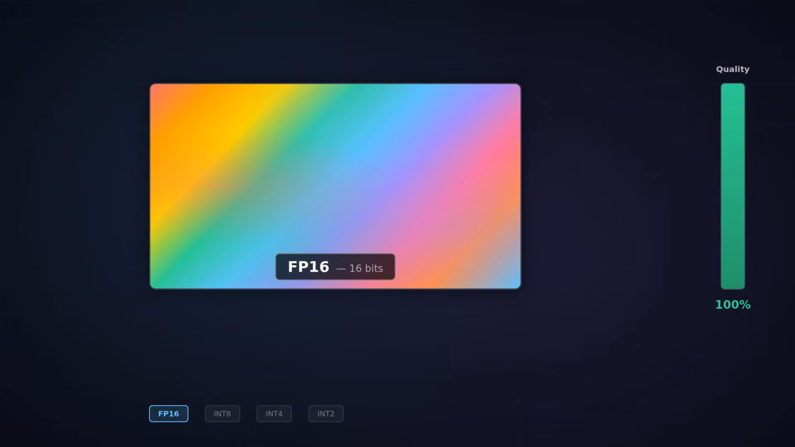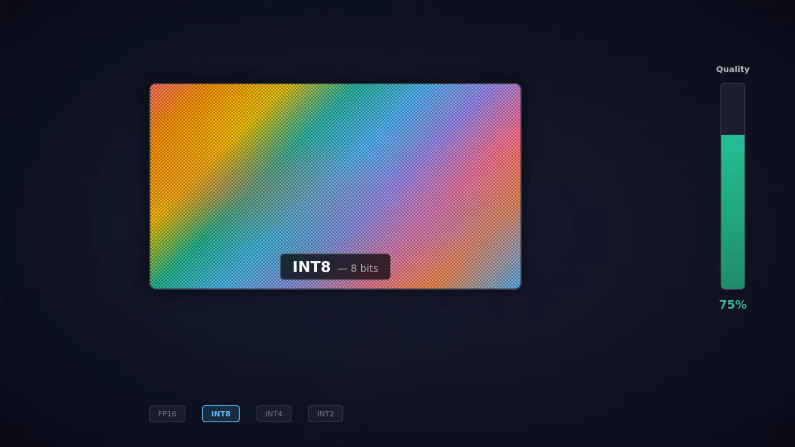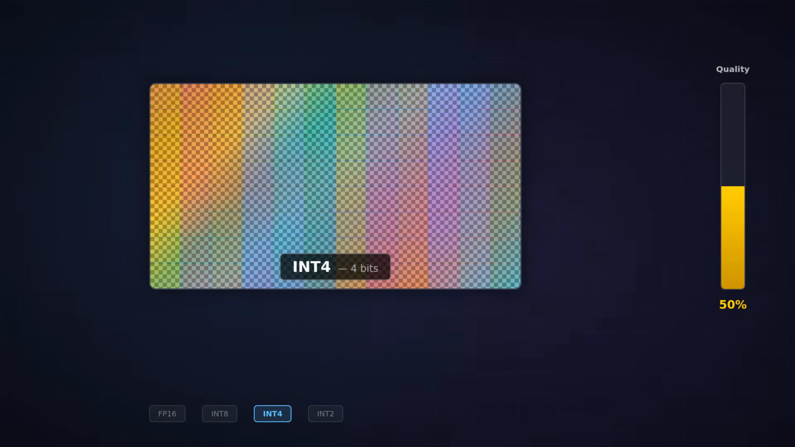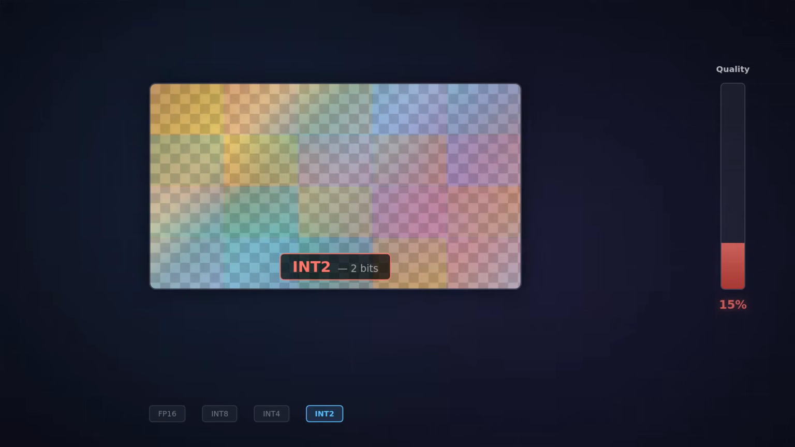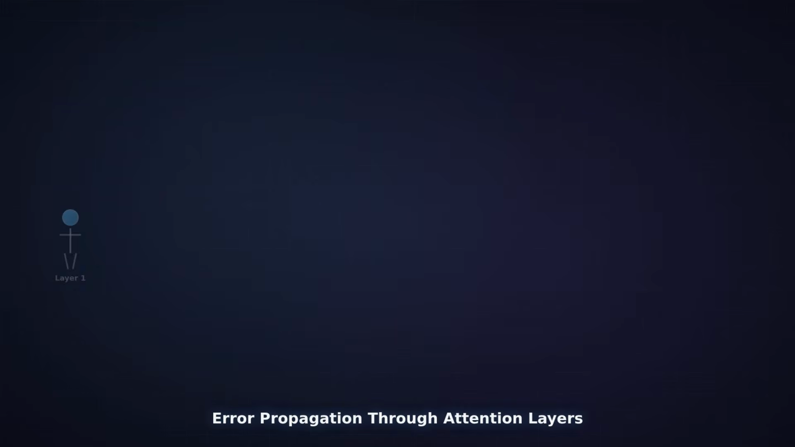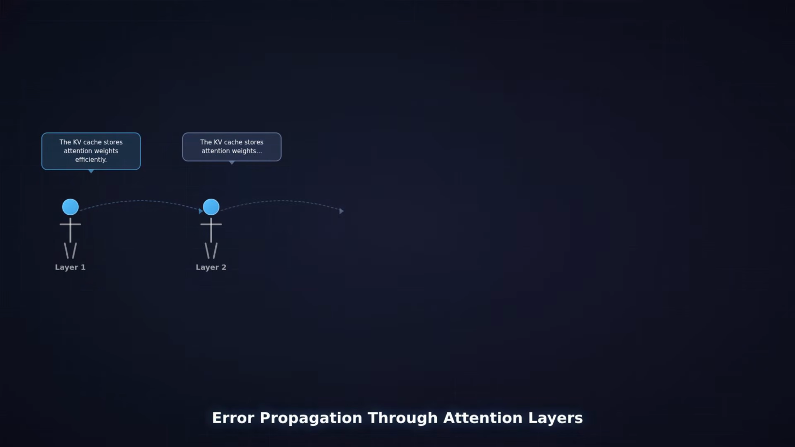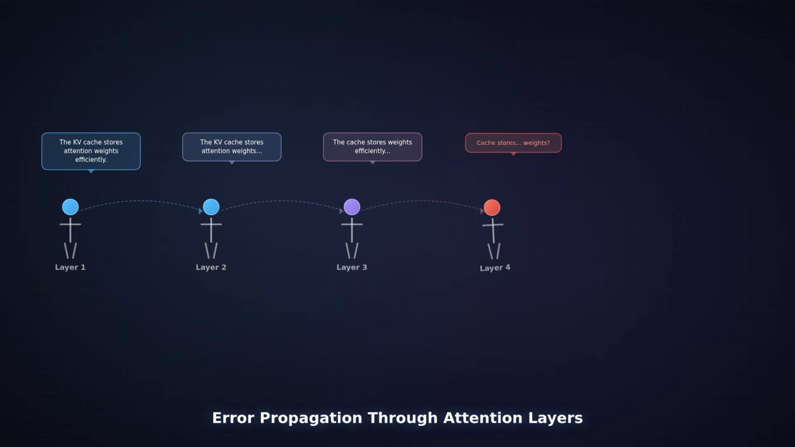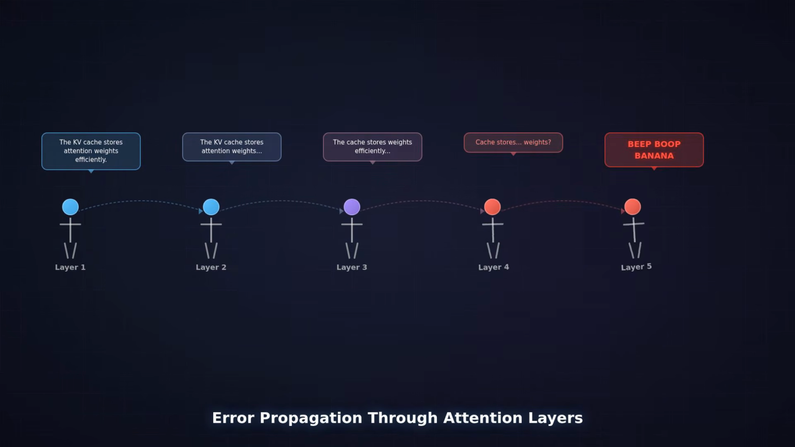The obvious fix is compression, quantization, taking those big floating point numbers and cramming them into fewer bits. Instead of storing each value as a 16-bit float, you store it as 8 bits or 4 bits, half the memory. Sounds great. But here's the catch everyone hates. Quantization introduces error. And that error compounds through the attention mechanism. Compress too aggressively and your model starts hallucinating, losing coherence, forgetting context. It's like photocopying a photocopy.